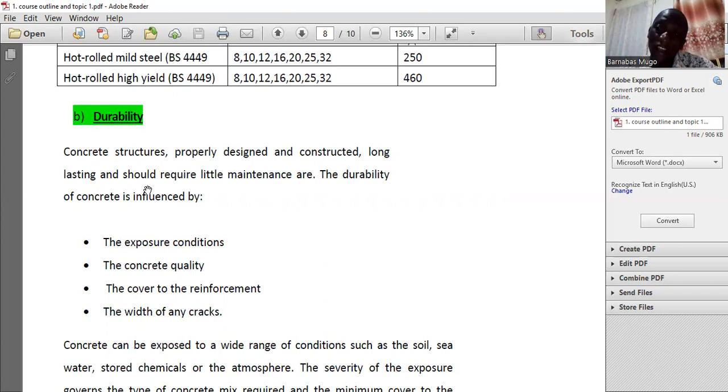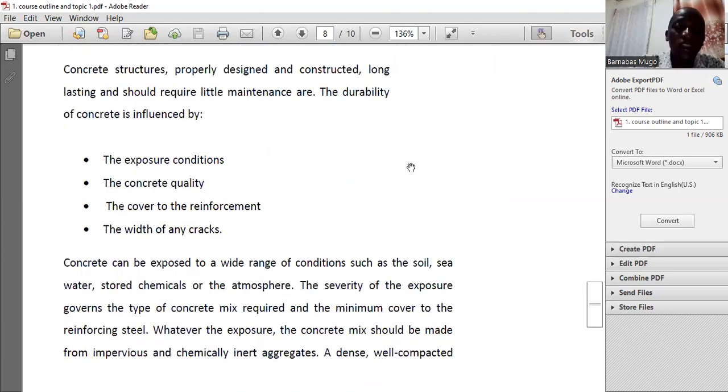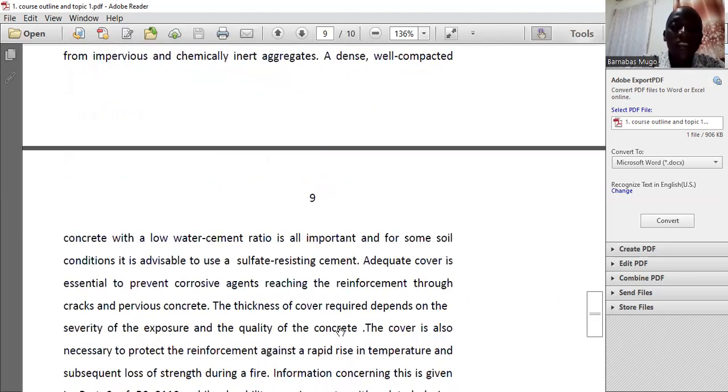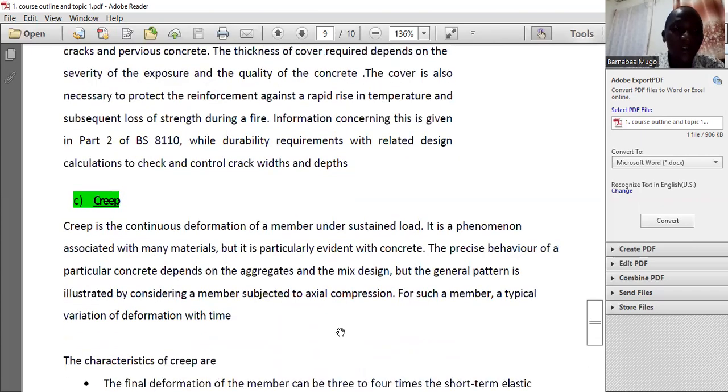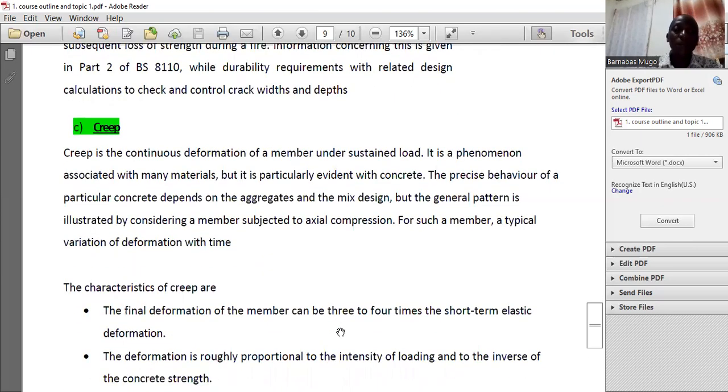We are going to see that we have the reinforcement cover. That reinforcement cover is the cover that has been put on top, so that the reinforcement material cannot be seen. Also, we are going to see that the width of any crack influences the cracking. These are just notes.